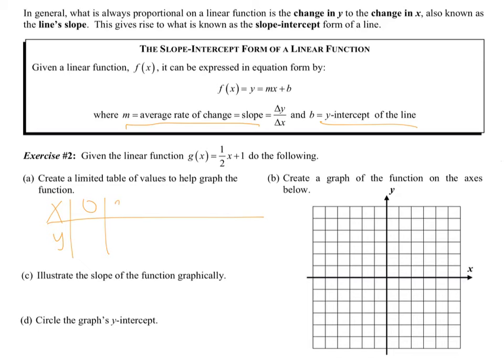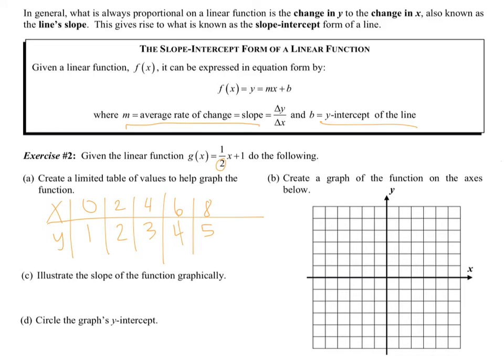So 0, 2, 4, 6, 8. The reason I went up by 2s is because it is divided by 2, so you can always take half of each of these numbers. So if x is 0, half of 0 is 0, plus 1 is 1. Half of 2 is 1, plus 1 is 2. Half of 4 is 2, 2 plus 1 is 3. Half of 6 is 3, plus 1 is 4, and half of 8 is 4, plus 1 is 5.